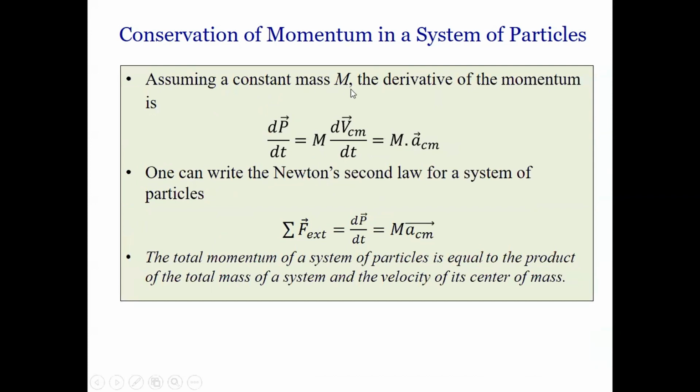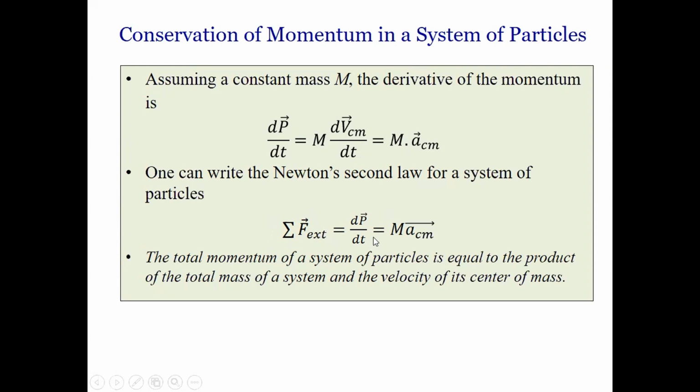Now assume that we have a constant mass M. Then the derivative of the momentum, dP over dt, is equal to mass times dV over dt, and V here is the V of the center of mass. If this is the case, then mass times acceleration is the answer for this rate of change. In fact, this rate of change of momentum is, according to Newton's second law, equal to the sum of the external forces. So this is the sum of the external forces or the net force.